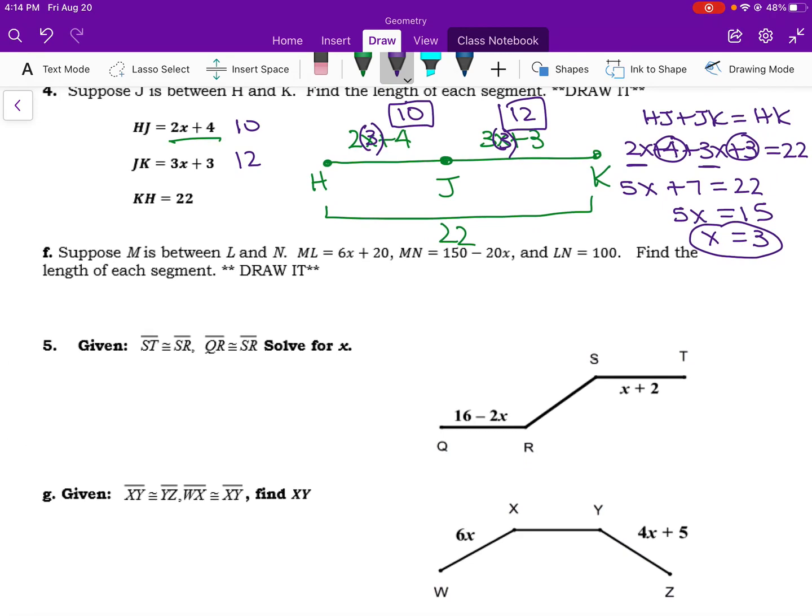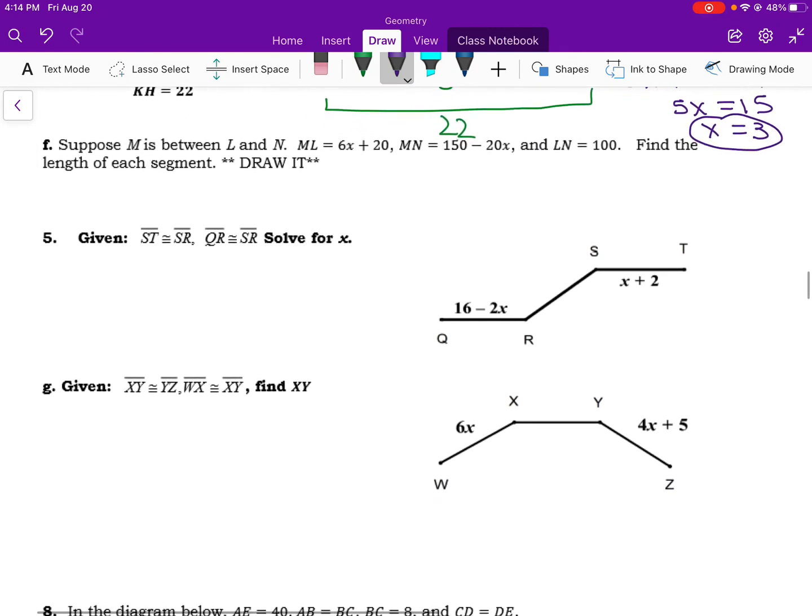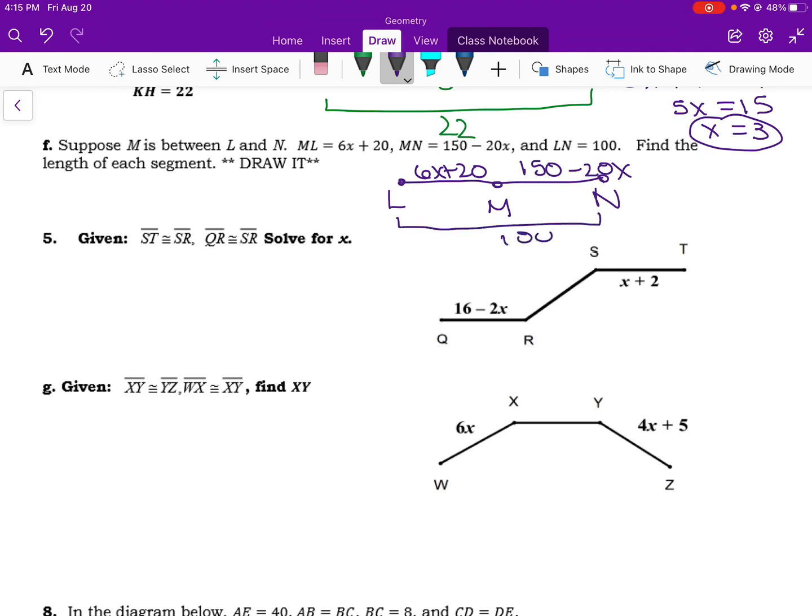Okay, F is the same thing. We want to again build a diagram and solve. I'm going to kind of pick up the pace here a little bit since hopefully by now you're getting a little more fluid with the algebra. So if I know that M is between L and N, ML is 6x plus 20, MN is 150 minus 20x. The full length LN is 100. And we want to find the length of each.